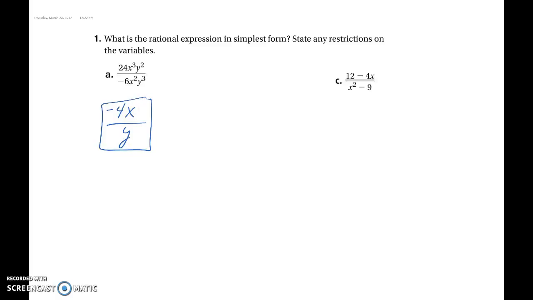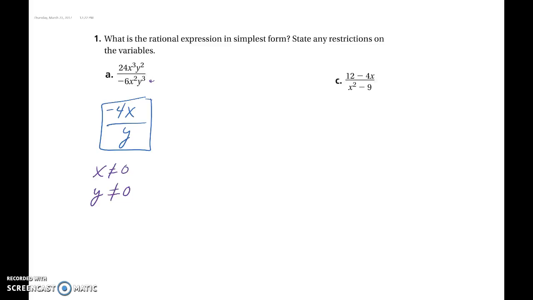And then it says state any restrictions. Well, here, if x is equal to 0, we would get 0 in our denominator, so x cannot be equal to 0. And if y is equal to 0, we would get 0 in our denominator. So x and y both cannot be equal to 0. And that's it. All right, that one we didn't have to factor anything out. We didn't really have to do anything.